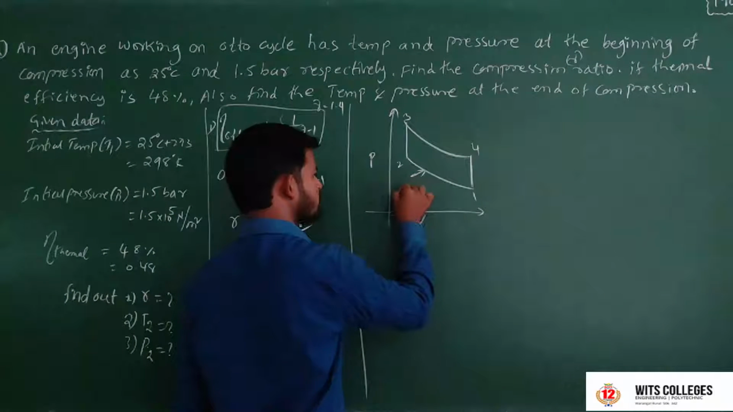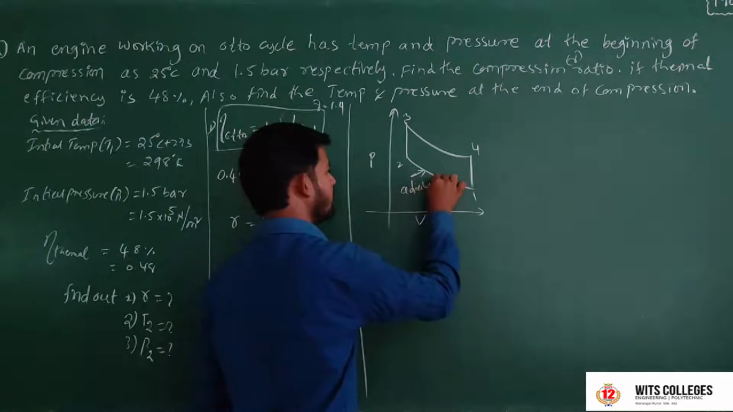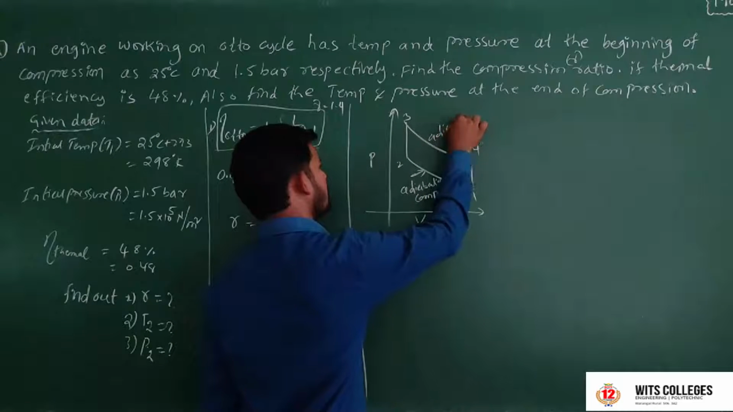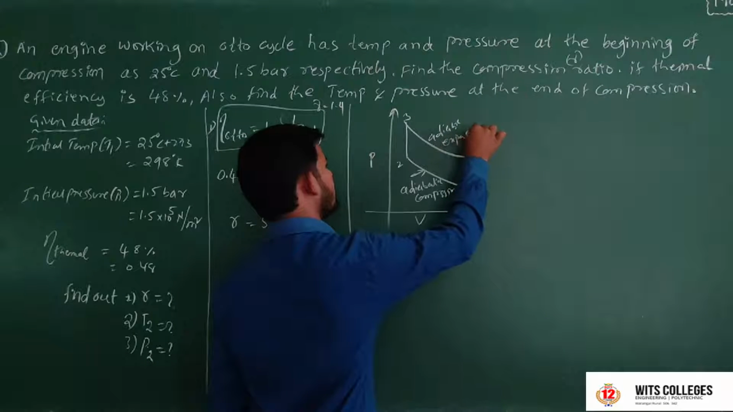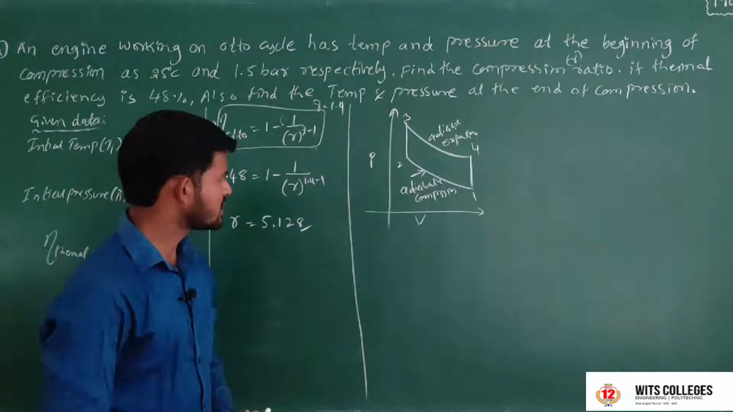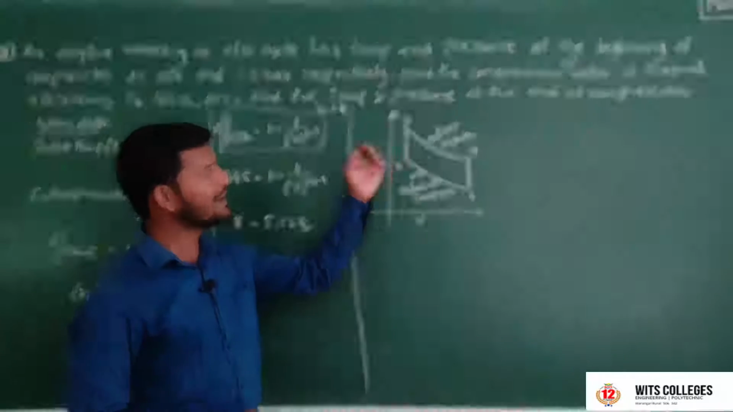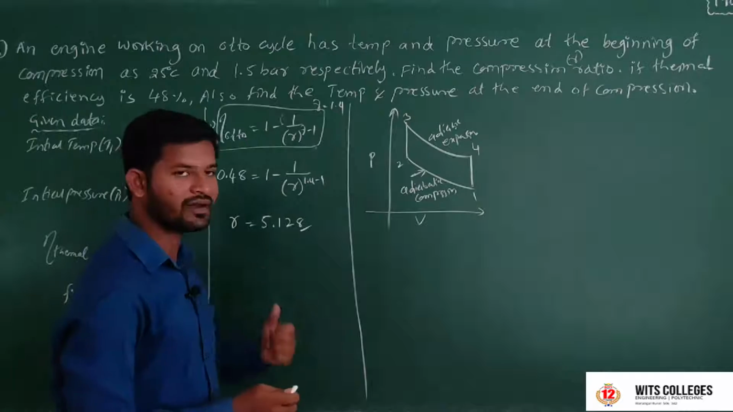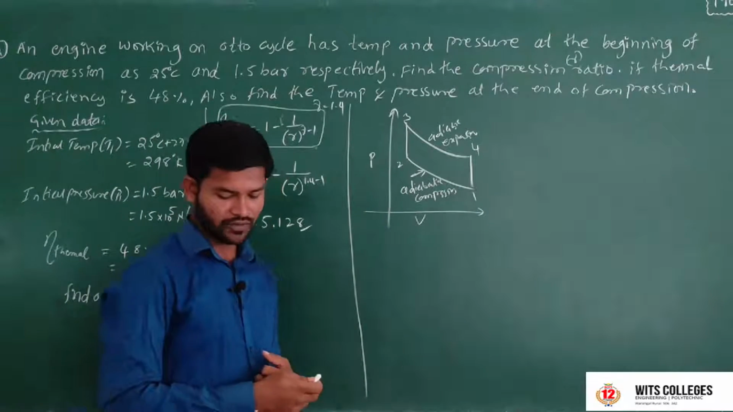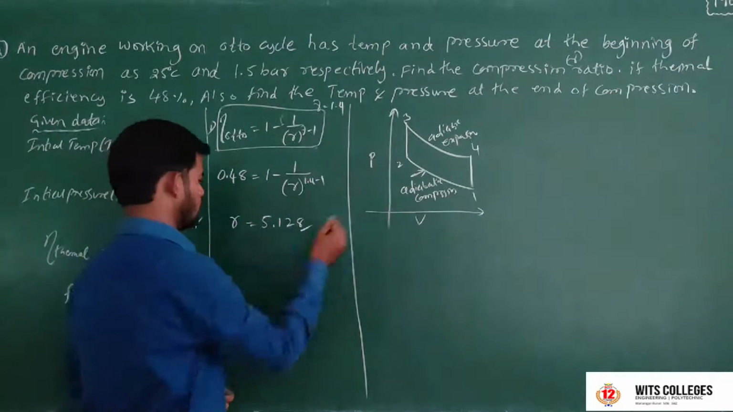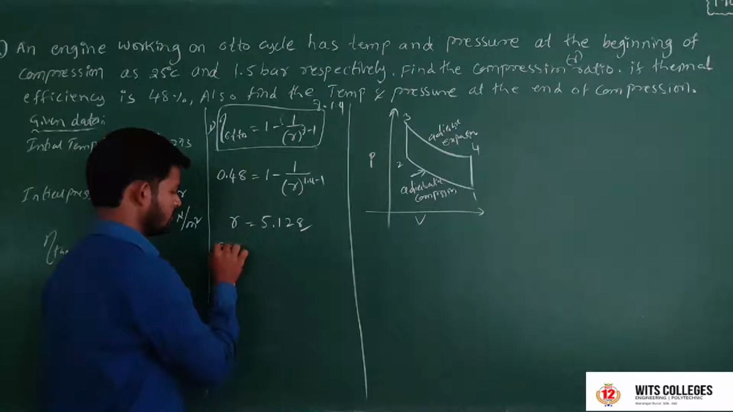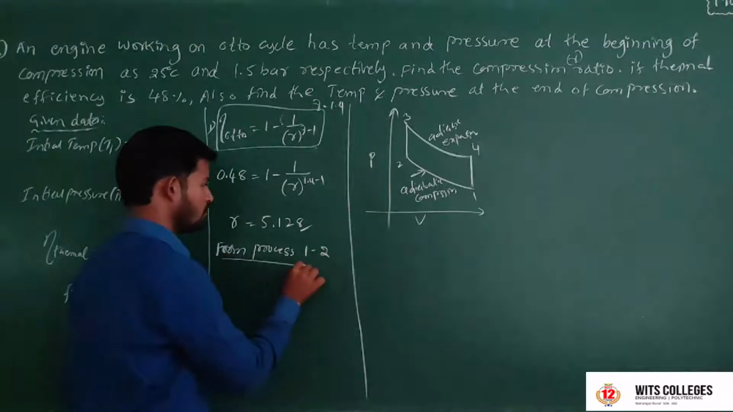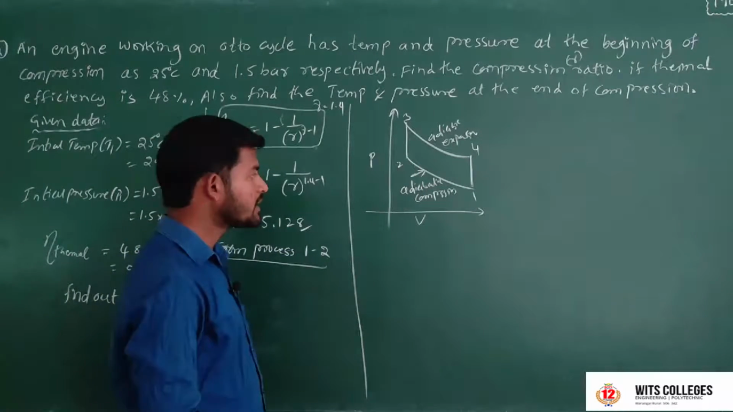Here, adiabatic compression; this is adiabatic expansion. Here we find out the P2 and T2 values. The initial state is given, P1 and T1. Then we find out P2 and T2 from the adiabatic compression process 1 to 2. This is process 1 to 2, the adiabatic compression process.